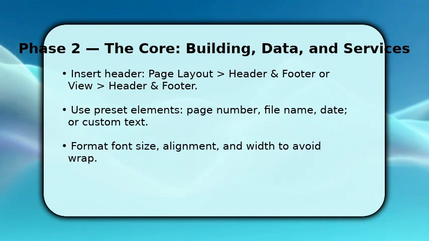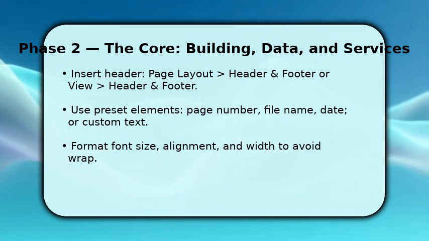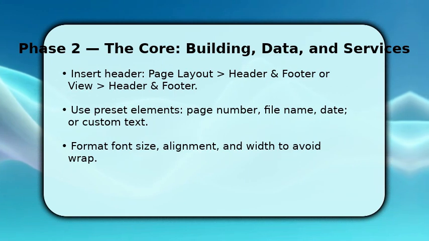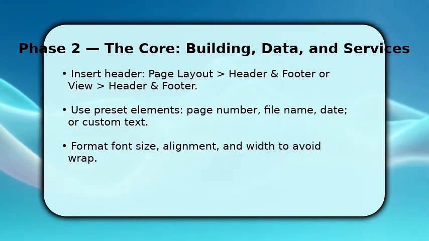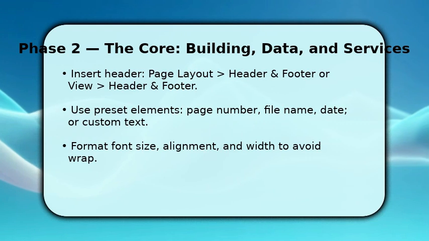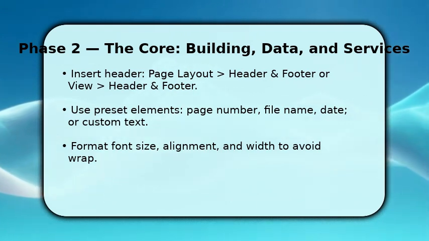You can click inside the left, center, or right section. Use built-in elements like Page One Of or and File for automation and add static labels when needed. Once you've placed content, format the font size and alignment so the header doesn't wrap or overlap columns.